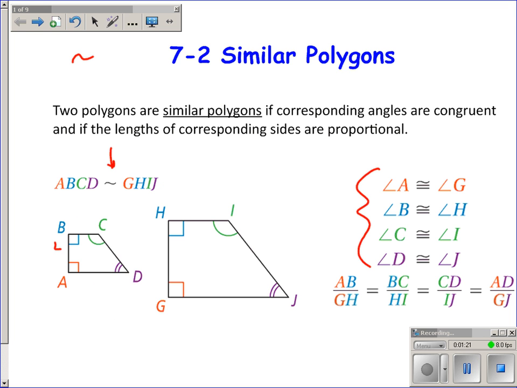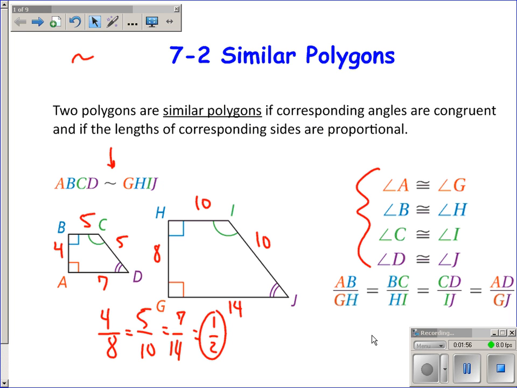If this length was 4, and this was 5, and this was also 5, and this was 7, and this was 8, and this was 10, and this was 10, and this was 14, then the ratio of AB to GH would be 4 to 8. And that would be the same as BC to HI, or 5 to 10. Okay, CD to IJ is also 5 to 10. And AD to GJ is 7 to 14. Okay, so all these ratios are equal to 1/2.